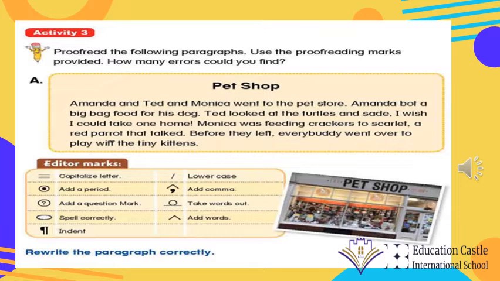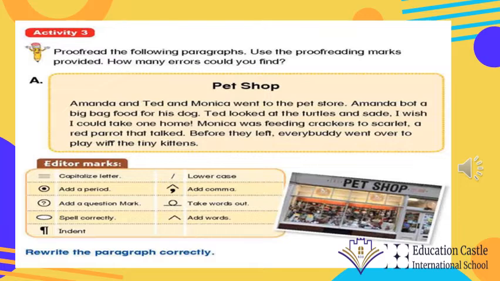Pet shop. Amanda and Ted and Monica went to the pet store. Amanda put a big bag food for his dog. Ted looked at the turtles and said, I wish I could take one home. Monica was feeding crackers to Scarlet, a red parrot that talked. Before they left, everybody went over to play with the tiny kittens.